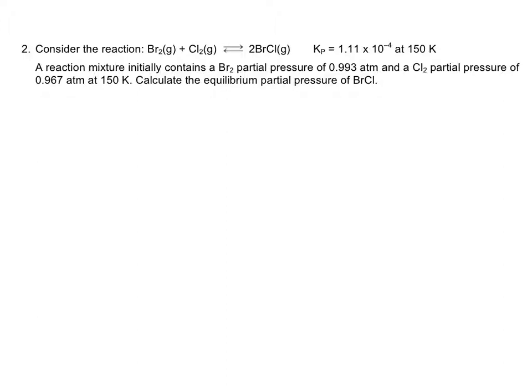Okay, so when I did the problem out, I was able to cancel the x's because they are sufficiently small for this problem, and the pressure that I got for BrCl is 0.0103 atmospheres. Hopefully that is what you got as well, and then we'll do one more example on the next slide.